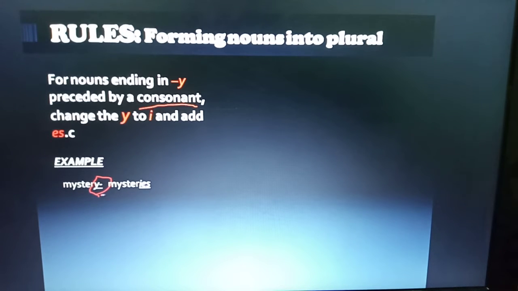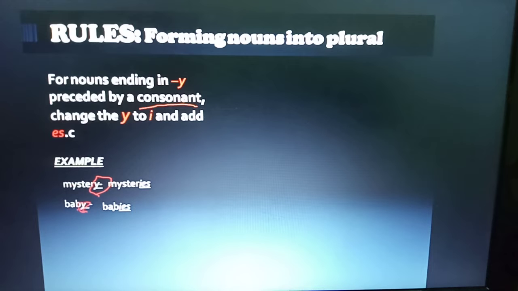Bakit siya? Because, diba, as you can see, ang sinundan ni Y is consonant, letter R. So, pwede natin siyang i-change si Y into I, then we add ES. Another example, baby. So, as you can see, the word baby ends with letter Y, right? Ang sinundan ni Y is letter B. Is letter B a vowel or a consonant? Yes, it is a consonant. So meaning to say, the letter Y here, we can change it into I, then we add ES to make it plural. That's why it became babies.